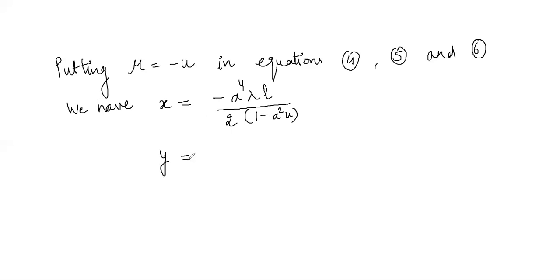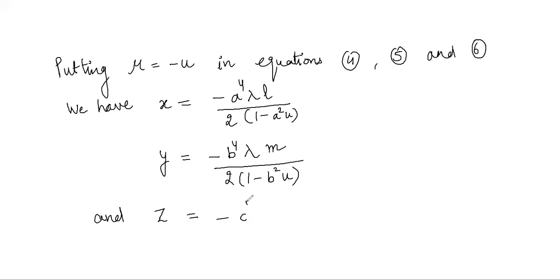And y will come as, from equation 5 we will get y, and this y will be minus b raised to power 4 lambda m divided by 2 1 minus b square u, and z will be, in this we will be using equation 6, minus c raised to power 4 lambda n divided by 2 1 minus c square u. Now we have x, y, z.